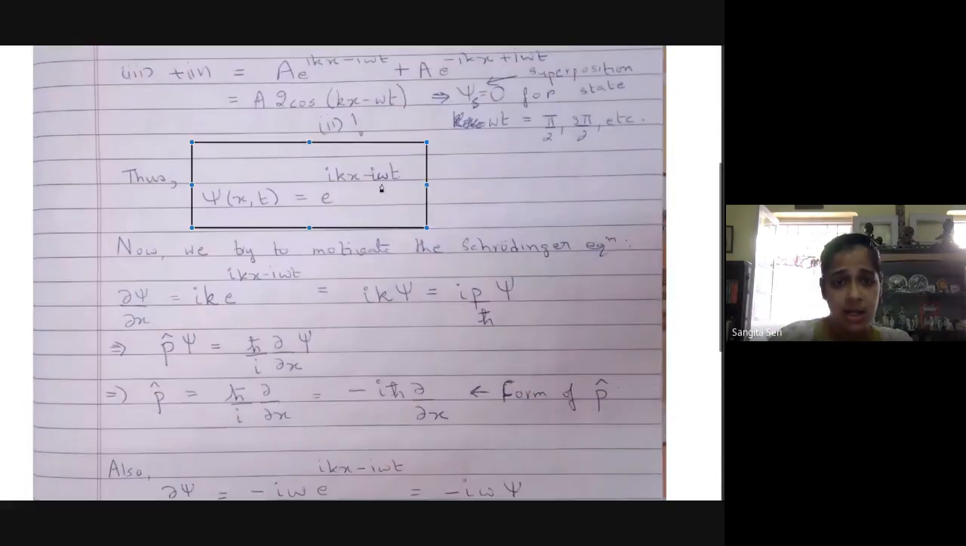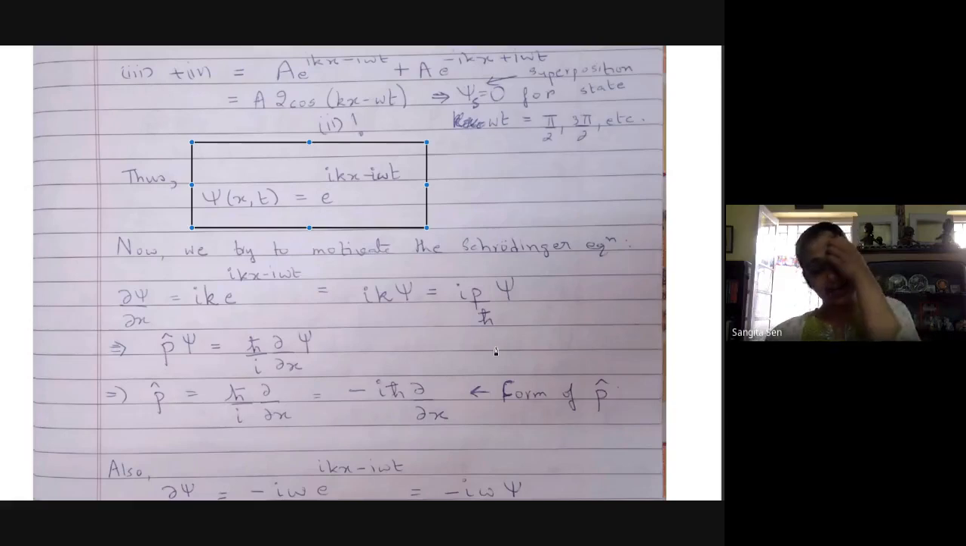So if this is the wave function for a matter wave, then if I take a derivative with respect to x, I get ik e to the power i(kx minus omega t). And this is psi, and k is p by h cross. Okay, and so we can say that p acting on psi, so the momentum operator. So from here we sort of guess the momentum operator.